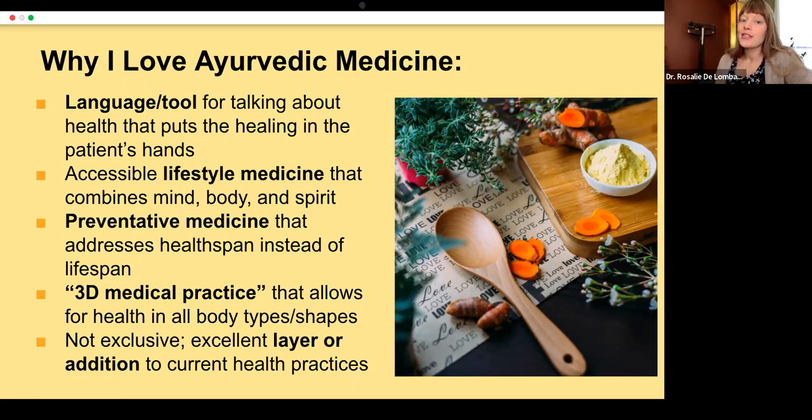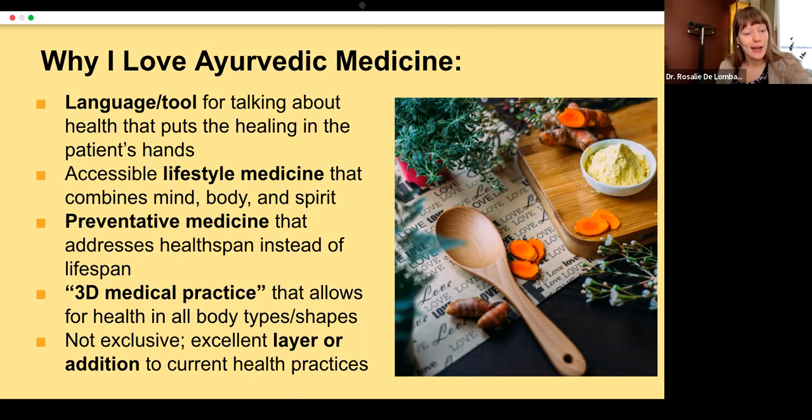It's also a lifestyle medicine that combines mind, body, and spirit. So it's not just how is your physical health, right? Did all of your blood work come back normal? It also involves how is your mind? How is the body? How is your spirit feeling nourished? And then thirdly, it's a preventative medicine that addresses our health span instead of our lifespan. So it is a way of thinking about how do I stay optimally healthy instead of how do I live the longest.